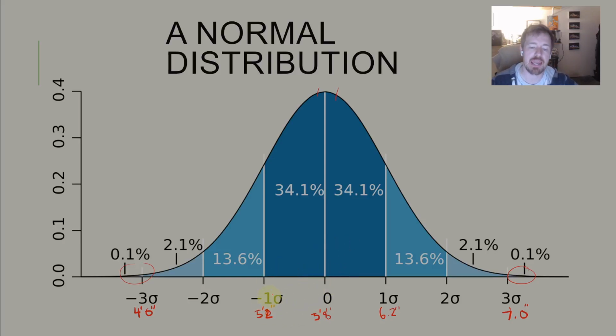So basically what we're saying is that the majority of the population, roughly about 68% in this case, is going to be between 5'2" and 6'2". That's the majority of the population. It is equally likely to find someone shorter than 5'2" as it is to find someone taller than 6'2". That's the idea of a normal distribution.